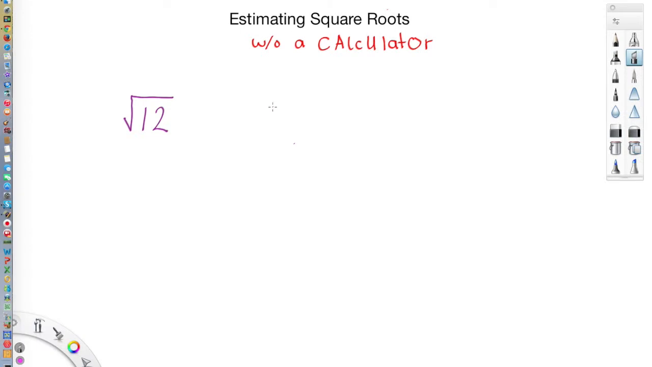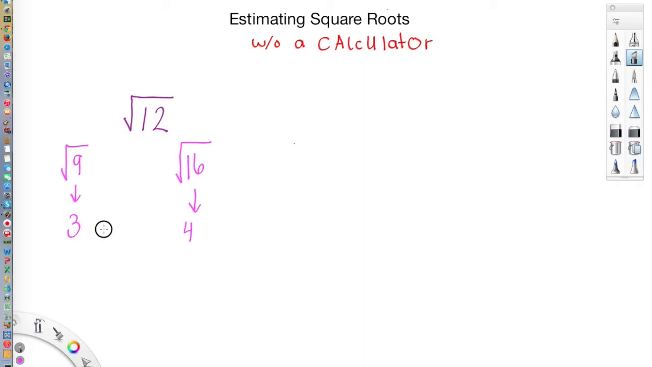Okay, boys and girls, let's find the square root of 12 without a calculator. How do we do that? Well, I know 12 is not a perfect square, so I have to find the perfect square that comes before and after 12. The perfect square that would come before 12 would be 9, and the perfect square that comes after 12 would be 16. The square root of 9 is 3, and the square root of 16 is 4. So my answer is somewhere between 3 and 4.